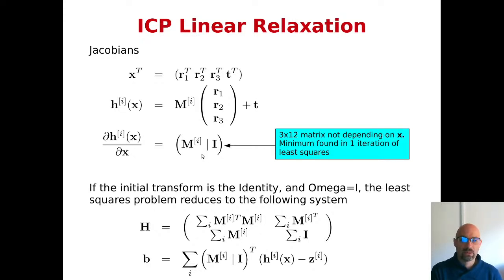By realizing that the Jacobian doesn't change, we know that we can find the optimum in just one iteration, and also that the initial guess doesn't matter in this case, and so it makes a lot of sense to select the identity as an initial transform, because just like bang, to the optimum. And then by doing the products of J transpose omega J, we find this formulation for H and b, and then in one go we can go to the solution.